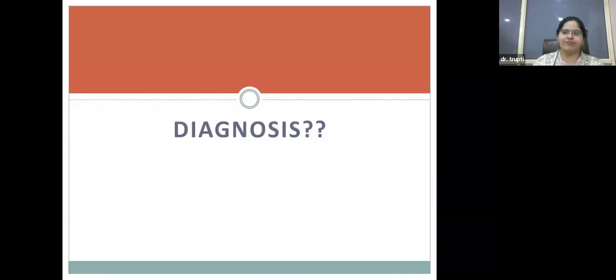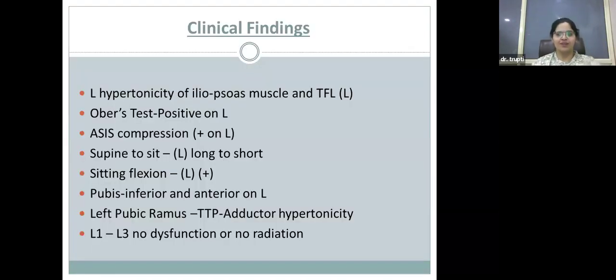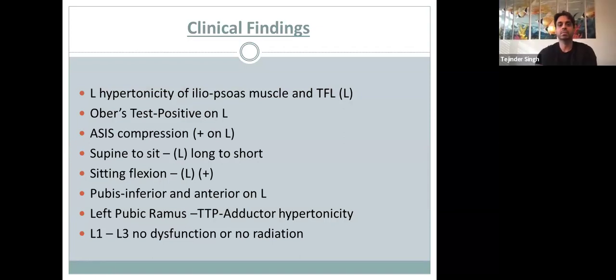So, diagnosis. So what do you guys think this person has? This person has anterior numbness, okay. What else? Can we say this is Meralgia Paresthetica? We've ruled out lumbar spine. There's no radiation, no dysfunction. Okay.